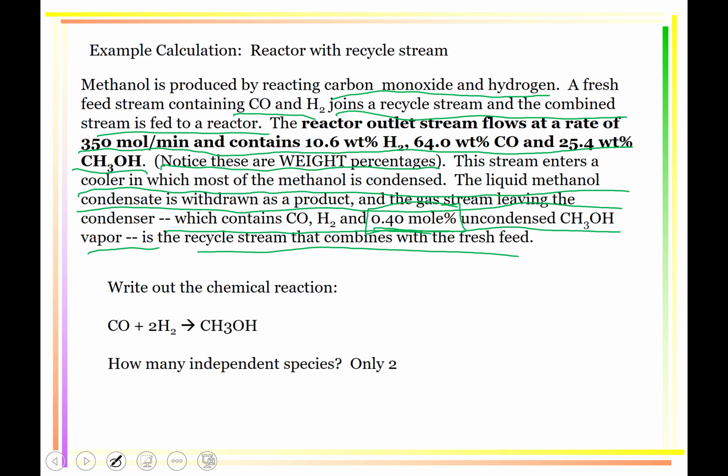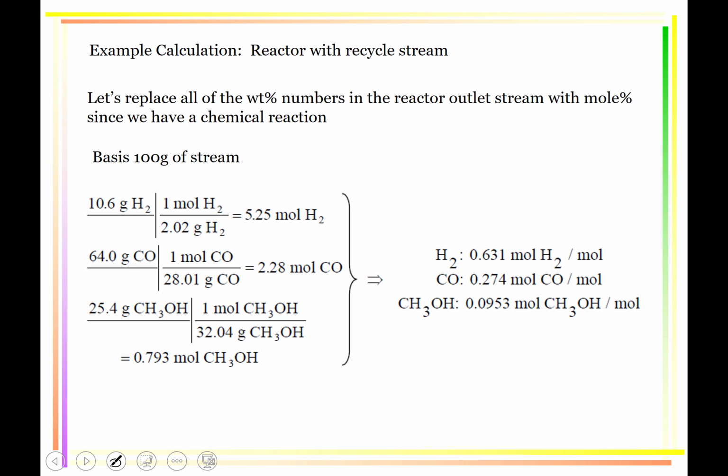Uncondensed methanol vapor is the recycle stream that combines with the fresh feed. So here's the chemical reaction. There's only one chemical reaction. How many independent species? Only 2 atomic species. There's 3 molecular species. So let's replace all of the weight percent numbers in the reactor outlet stream with mole percent. So we're going to do that first. Convert all of these mass fractions or masses to moles, and you can have mole fractions.